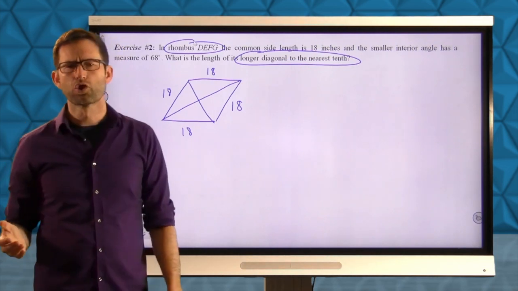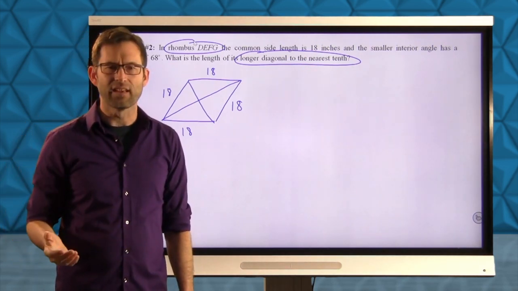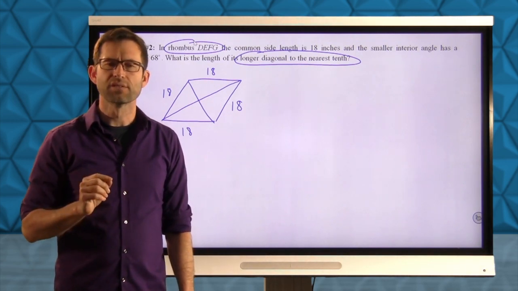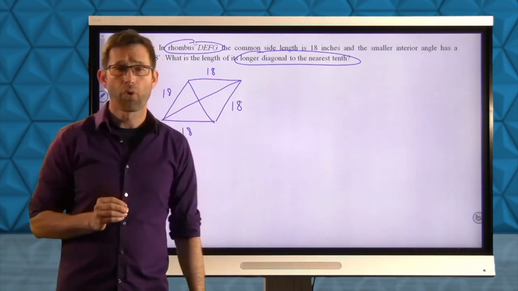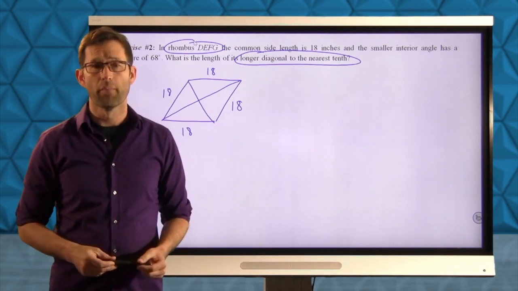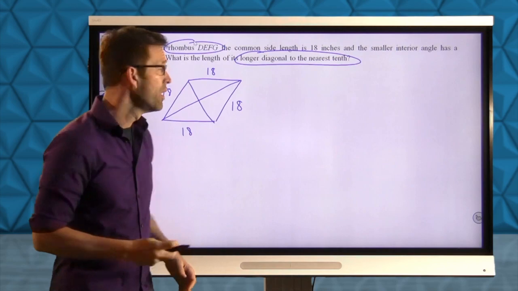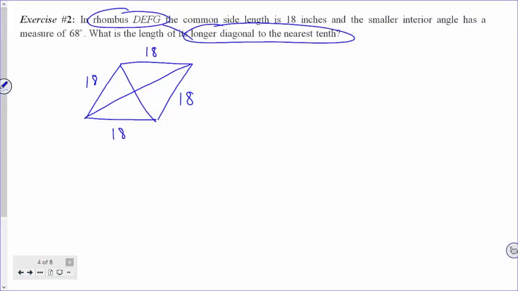Why would right triangle trig have anything to do with this problem? Well, it's this simple. One of the many properties of the diagonals of a rhombus is that they're perpendicular to each other. And that's important. The diagonals of a rhombus are perpendicular to each other. That's very specific to a rhombus, so I can do this.